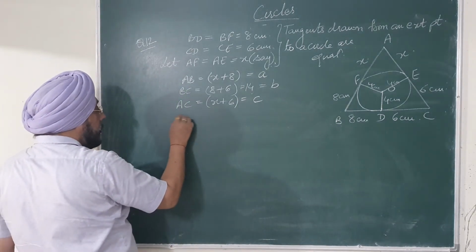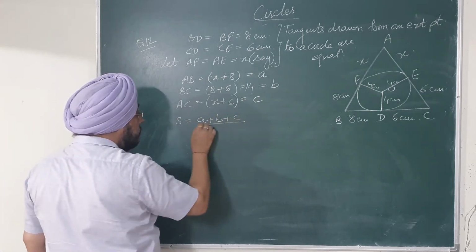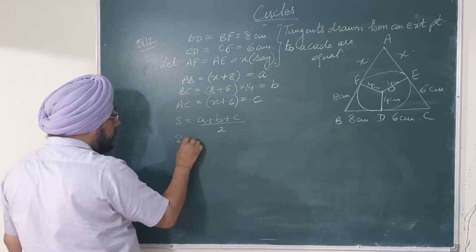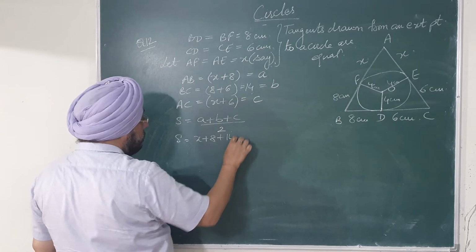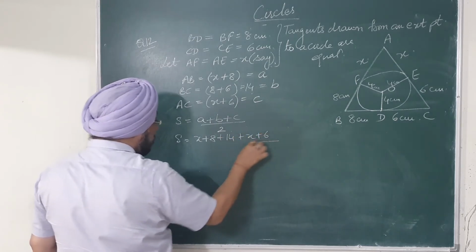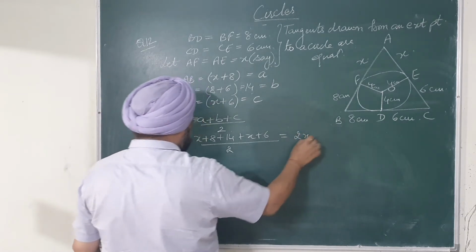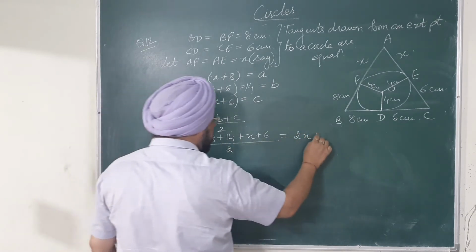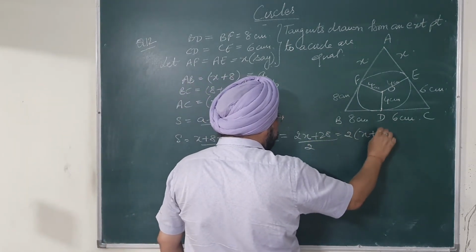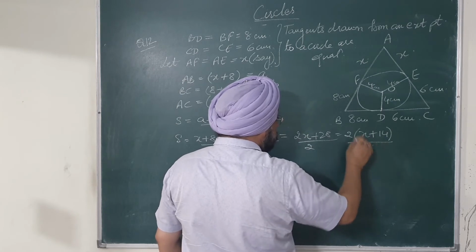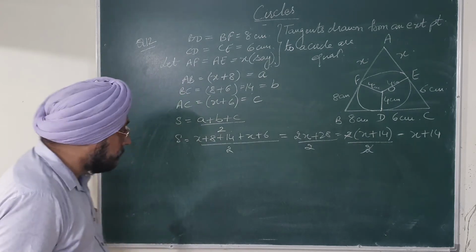So we know that s, that is the semi-perimeter, is equal to a plus b plus c divided by 2, or we get s equal to x plus 8 plus 14 plus x plus 6 divided by 2. That is equal to 2x plus 22 plus 6, that is 28, divided by 2. You can take 2 common and cancel with this 2, so that s must be equal to x plus 14.